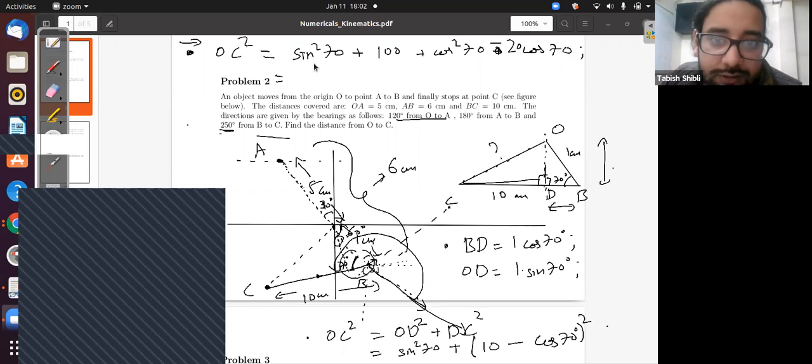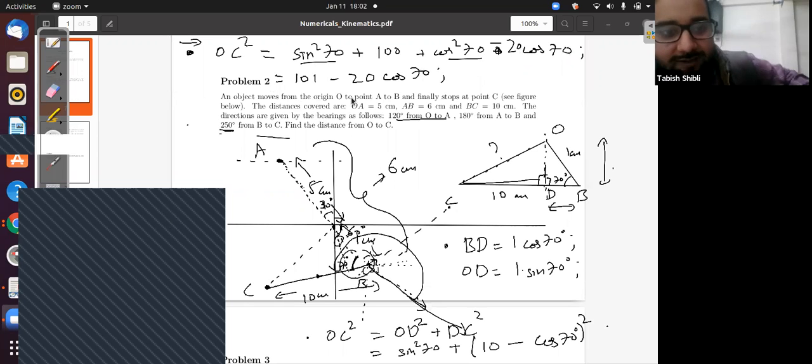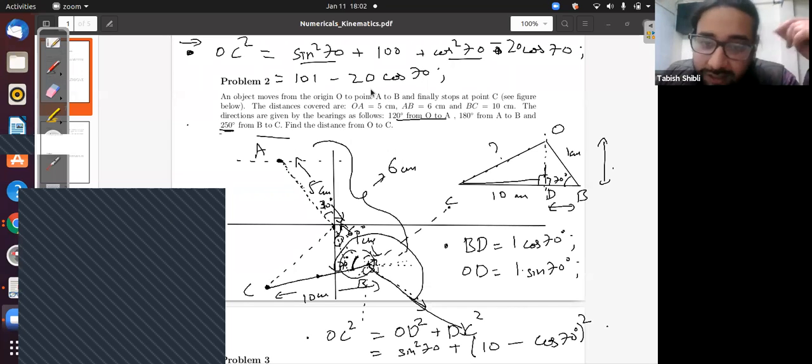Okay. So sine square and cos square would give you 1. So this is just 101 minus 20 cos 70. Cos 70, if you want to approximate, you can approximate it as cos 60. It's close enough to 60, but slightly different, so you can approximate it by that value. What's cos 70? 0.63. Okay, 0.63.